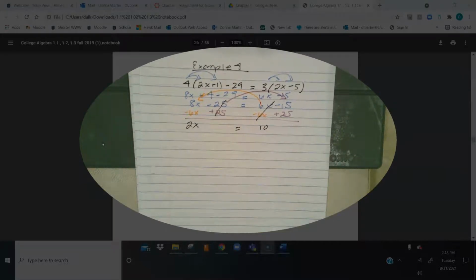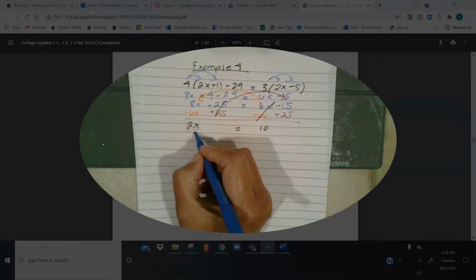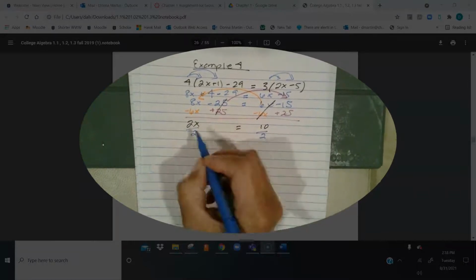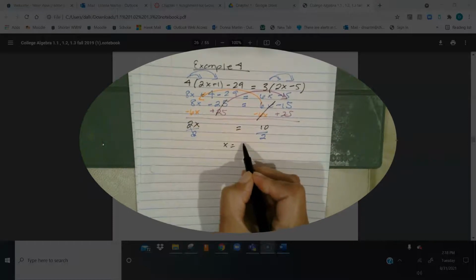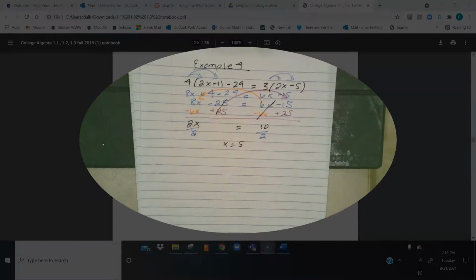Now we have a one-step linear equation you can undo by using the opposite operation of multiplying by 2. Inverse of multiplying by 2 is to divide by 2. These cancel. You get a value that x equals 5. And again, you should substitute this in and check it to make sure that it works.